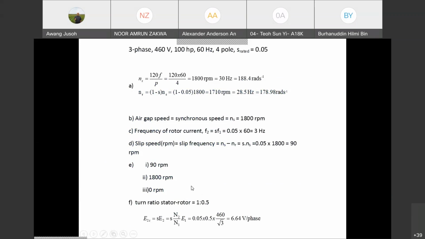Hopefully you can understand briefly the basic calculation. So A, B, C, D are very important parameters that you need to know in the induction motor. We normally ask you A, B, C, D. E and F, we don't ask you actually.